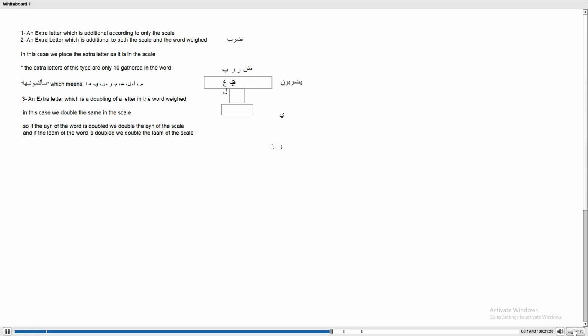Okay. Clear? No extra letter is other than those three types. Clear? Unless you have to fix this in your mind and never forget it. No extra letter except it is one of those three types. Clear? Alright.